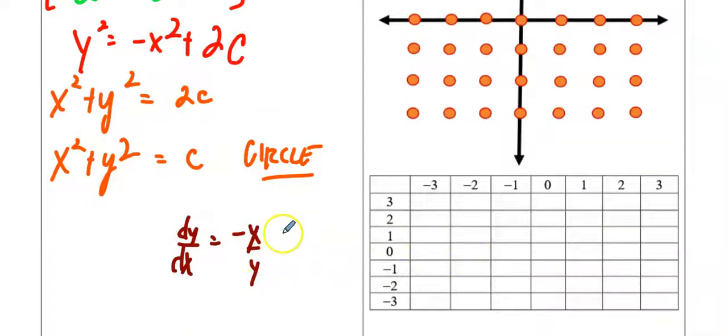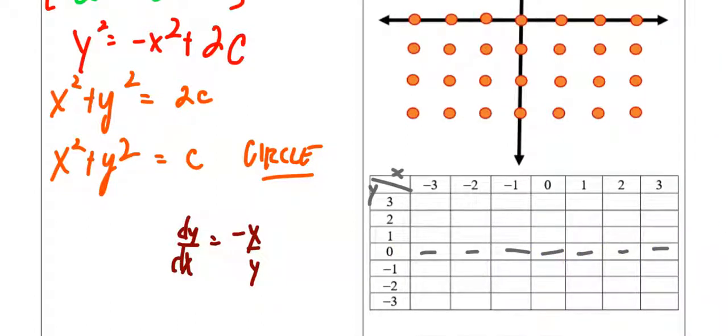One of the things I think is pretty easy to do with slope fields is this. This top part is going to be the x and this bottom part is going to be the y. When y is 0, then this is going to be undefined, so we can't do anything with this.